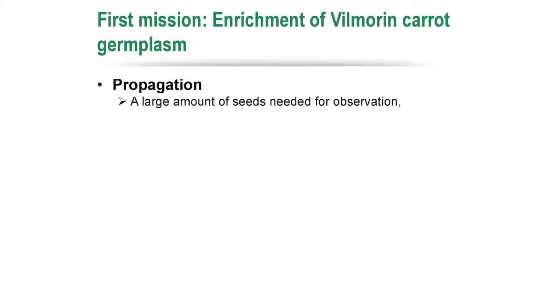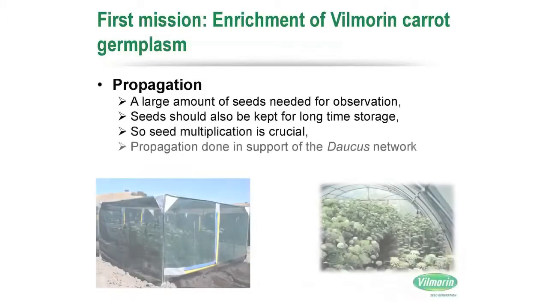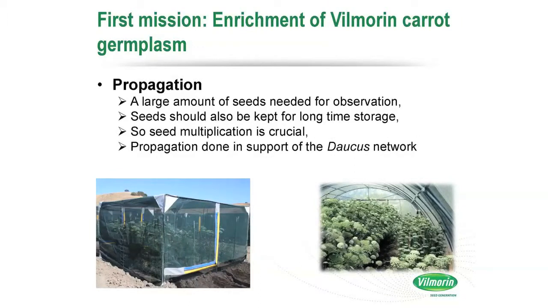Once we have some seed, the second step is to propagate it, because we need two things. We need to characterize this material, so we need quite a bunch of seeds. And we keep the seeds for the long term, so we aim for long-term storage. Multiplication is really the crucial point. And just to mention that we're also supporting the work done with the French Daucus Network with Emmanuel.